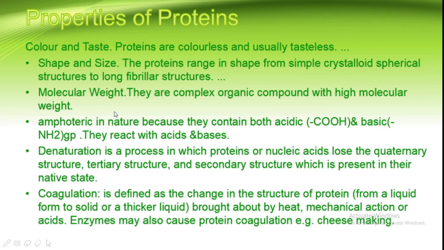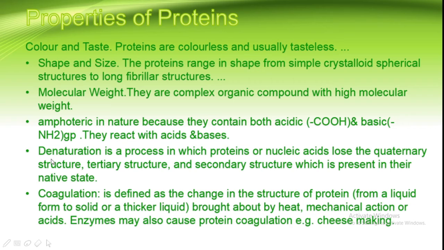Now we are going to discuss the properties of the proteins. In terms of color and taste, proteins are colorless and usually tasteless. The shape and size of proteins range from simple crystalline spherical structures to long fibrillar structures. Molecular weight: they are complex organic compounds with high molecular weight. They are basically amphoteric in nature because they contain both the acidic carboxylic part, COOH, and the basic amine group, NH2. They react with acids and bases.